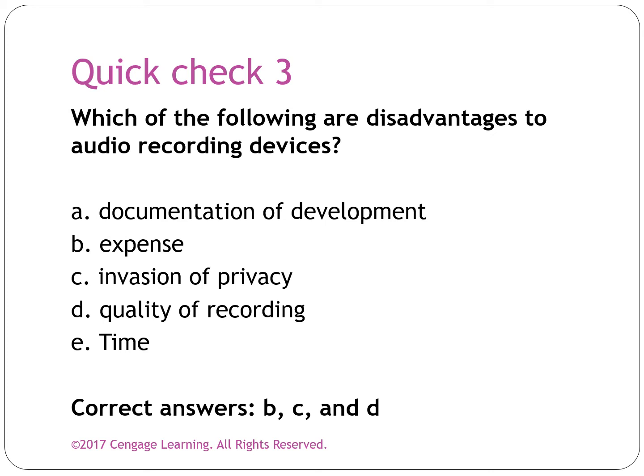Correct answers are B, C, and D. B is expense, C, invasion of privacy, and D, quality of recording.